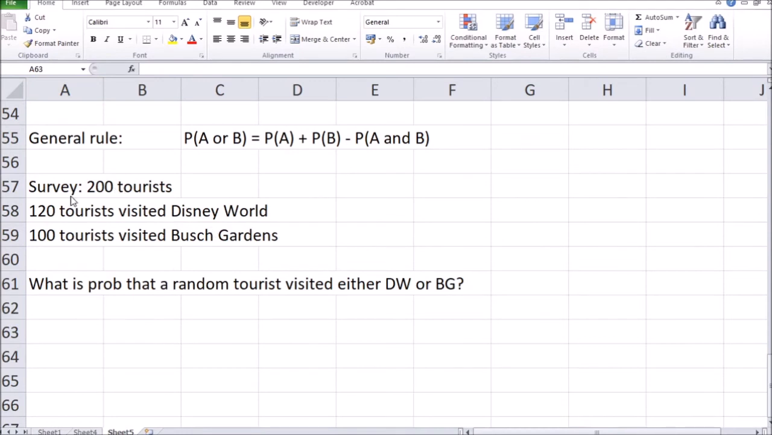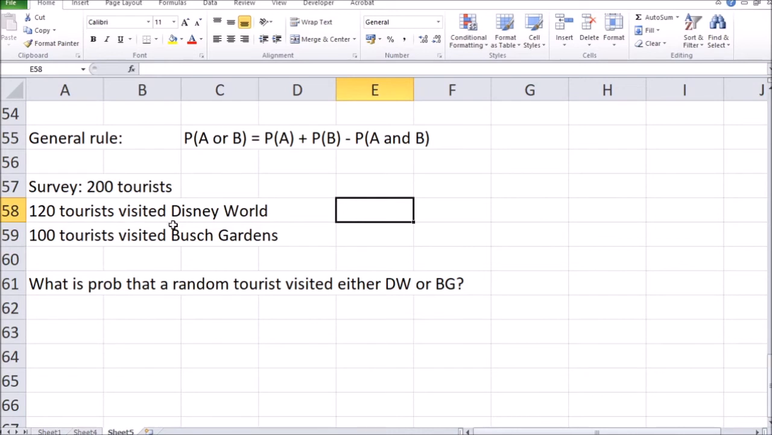For this example, let's say we have a survey of 200 tourists in Florida, and let's say this survey tells us that 120 tourists visited Disney World. I use DW for that. And let's say 100 tourists visited the Busch Gardens. I'll use BG for that. And let's say the question is, what is the probability that any randomly selected tourist visited either of these two places? If you forget about the general rule, if you use the special rule, what you'll find out is that the answer is kind of strange.